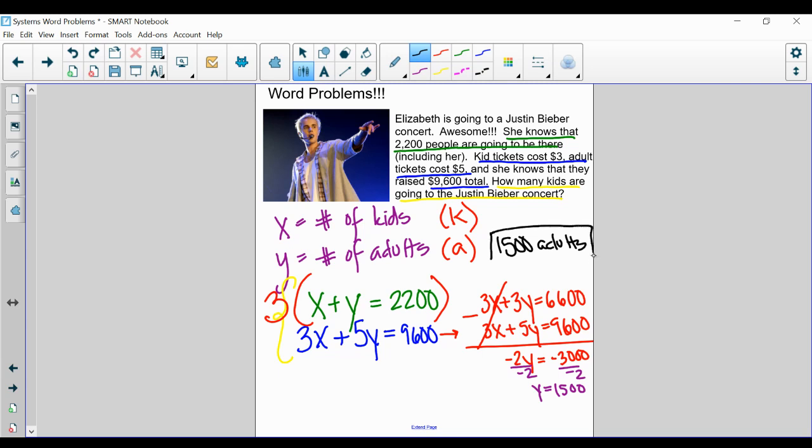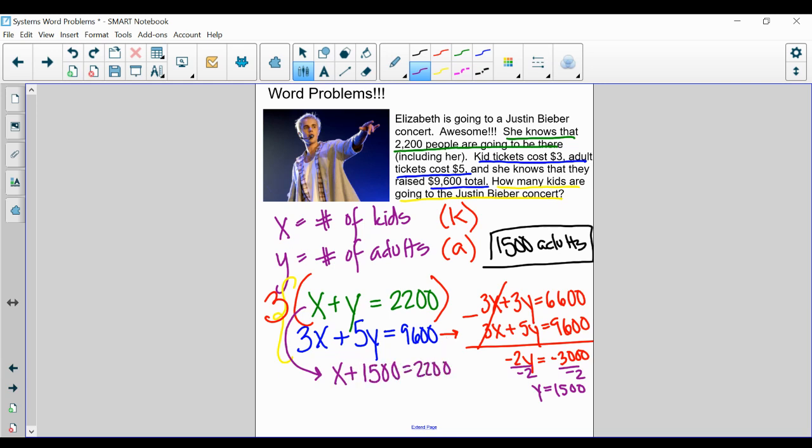Now I need to go find the number of kids at the concert. And the way that I can do that is I could use any one of the equations that I have already written. But I want to be most efficient. I really like efficiency. And so I'm going to choose to use my green equation because that seems to be the simplest. And I'm going to plug in 1,500 for y.